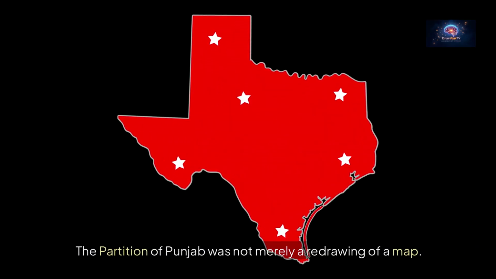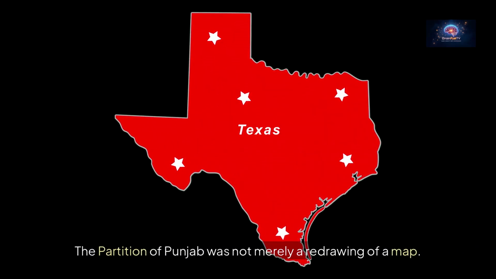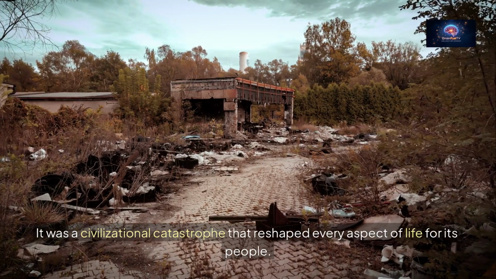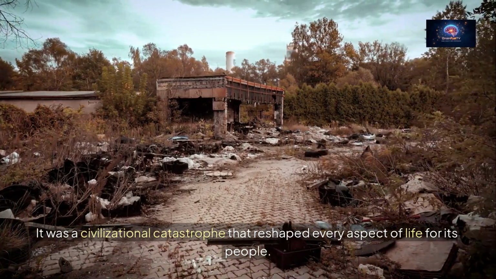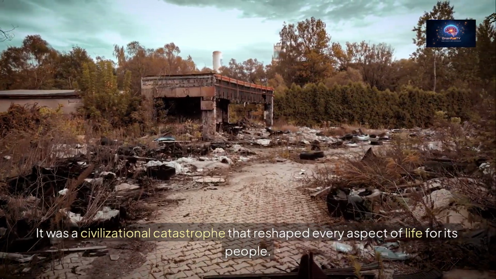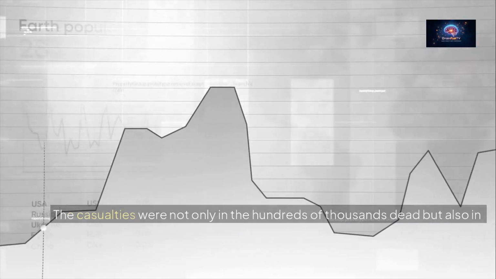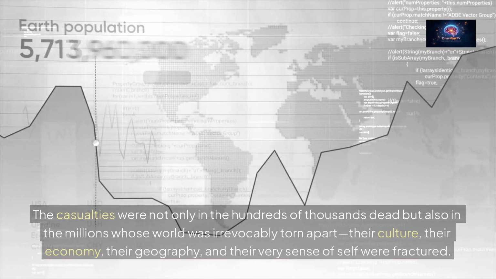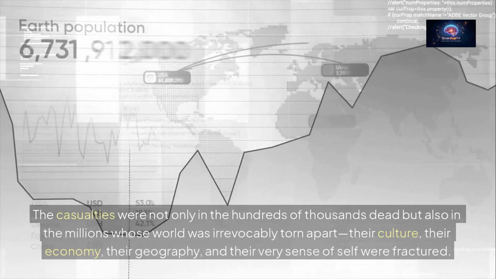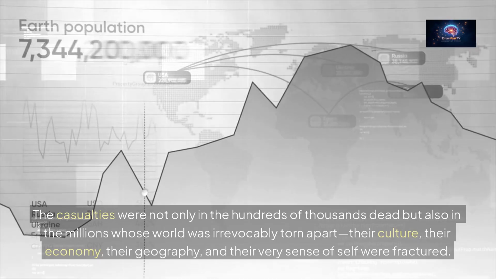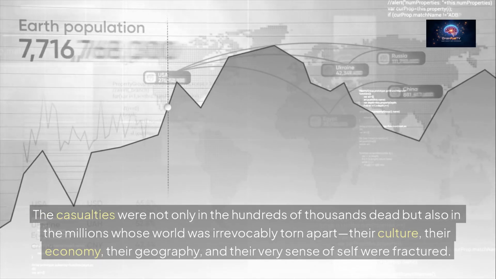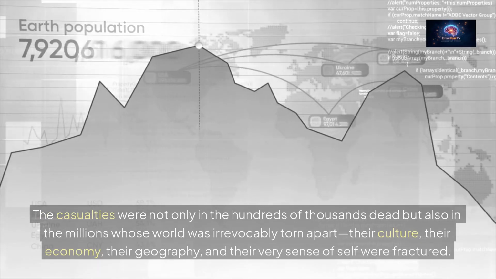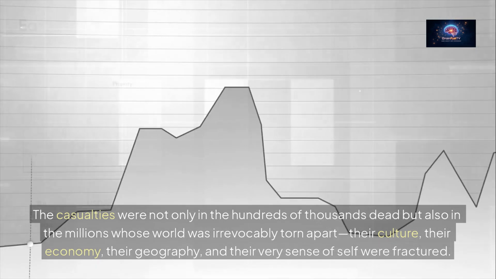Conclusion: the partition of Punjab was not merely a redrawing of a map. It was a civilizational catastrophe that reshaped every aspect of life for its people. The casualties were not only in the hundreds of thousands dead, but also in the millions whose world was irrevocably torn apart. Their culture, their economy, their geography, and their very sense of self were fractured.